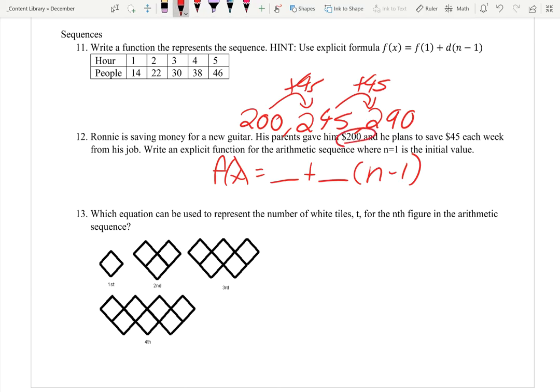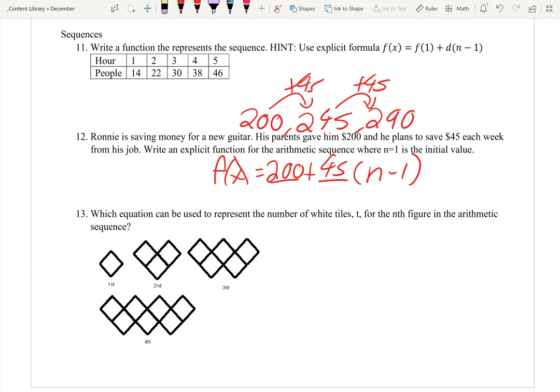Now, the first term is going to be 200 because that's what his parents gave him. That's what he starts with. His savings starts with that. And the common difference is going to be 45 because he's earning 45. Now, if n equals 1, yeah, that's right. So this is correct. N minus 1 is good there because n equals 1 is what we wanted. Just don't mind that too much, okay?